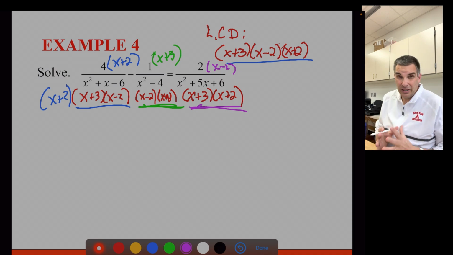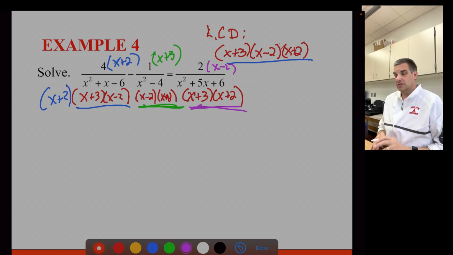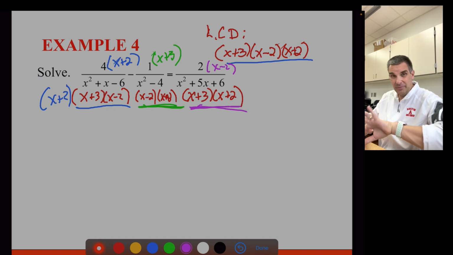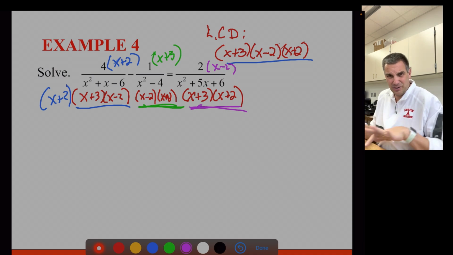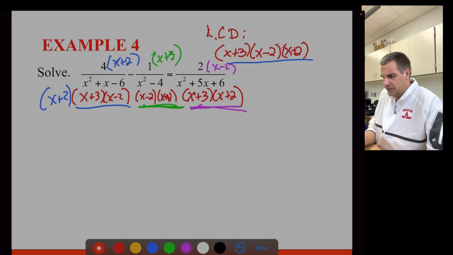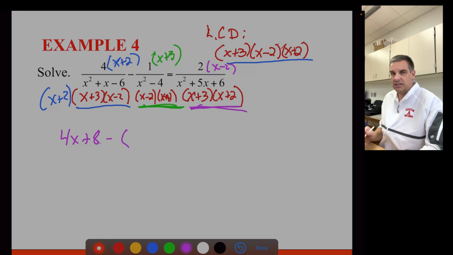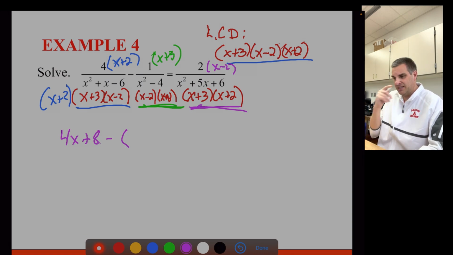This is just a different way to do it. Save some writing. So I don't care about the denominator. Notice how in the last problems the denominator went away? Same thing, denominator goes away. So we've got 4 times x is 4x. 4 times 2 is 8, so plus 8. Minus, so I'm going to put a parentheses. Anytime you put a minus, make sure you put a parentheses.